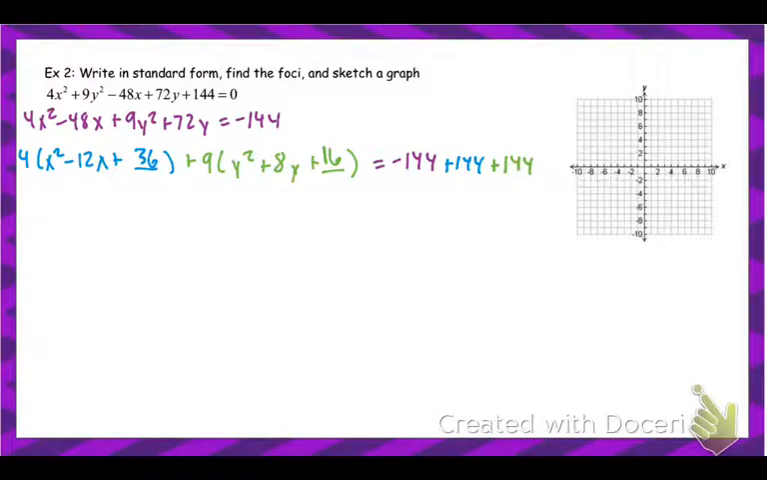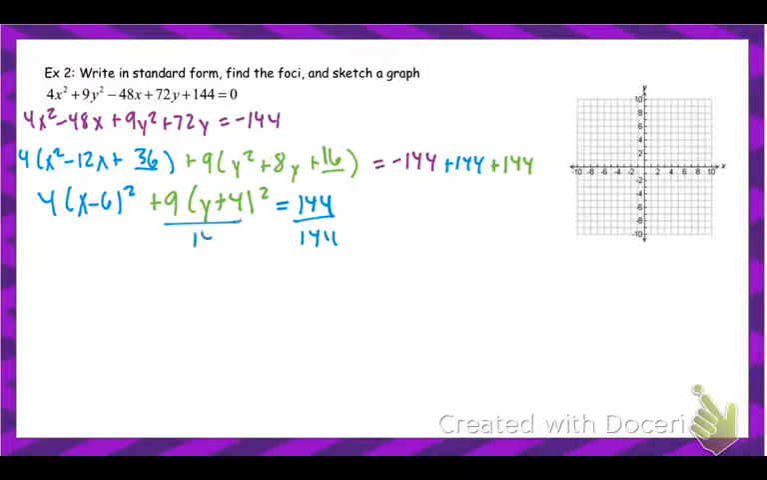So the blue part can factor now. That's going to factor into x minus 6 squared. The green part's going to factor into y plus 4 squared. The right side of the equation is going to simplify to 144. Divide everything by 144. And then we can simplify those fractions.